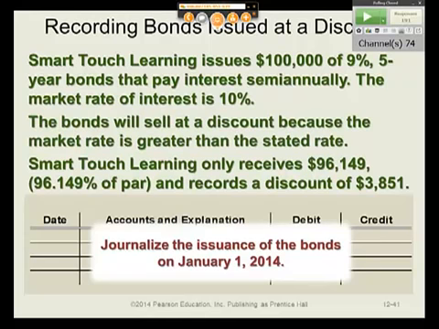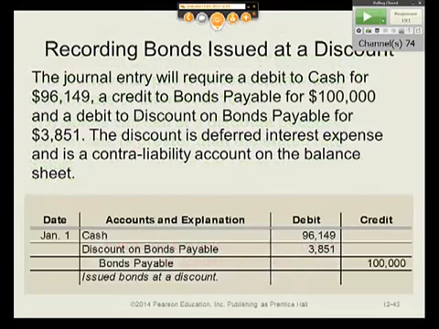So let me show you that in the journal entry. You should have it with you, but there's the journal entry. So you debit cash for the amount you receive. The debit to the discount represents the contra liability that is going to offset bonds payable on the balance sheet. The bonds always get recorded at par or face value.